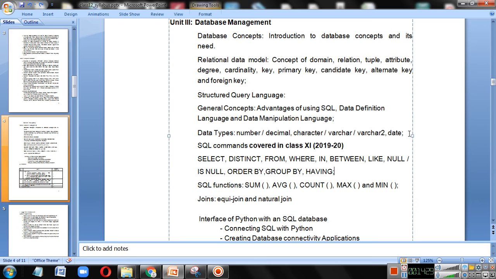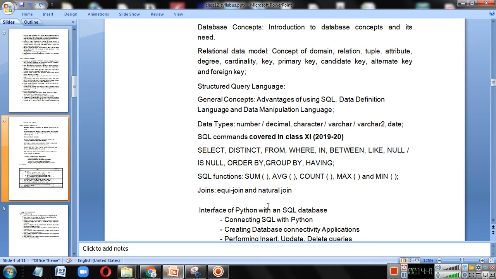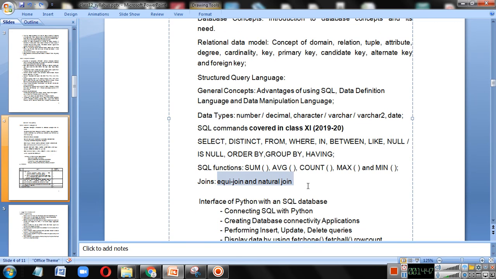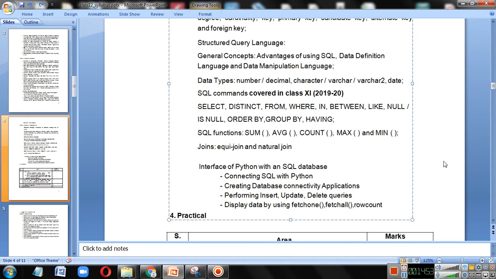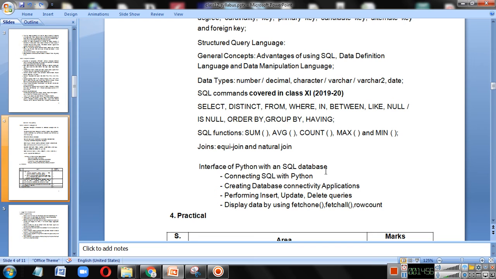We'll see the basic MySQL commands right from command number 1 to the advanced commands like in, between, like, null, order by, group by, having. These all commands we'll see in class 12 along with the SQL functions sum, average, count, max and min, and we'll also see important operations like equi join and natural join. One more important concept is the interface of Python with a SQL database: connecting SQL with Python, creating database connectivity applications, performing insert, update, delete queries, and displaying data using fetchone, fetchall, as well as rowcount operation.